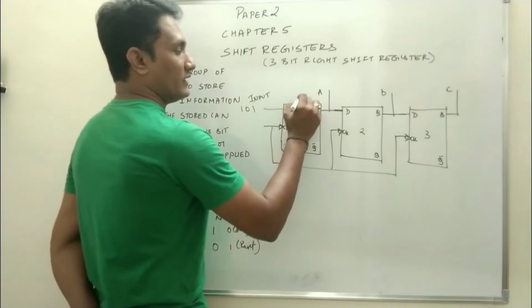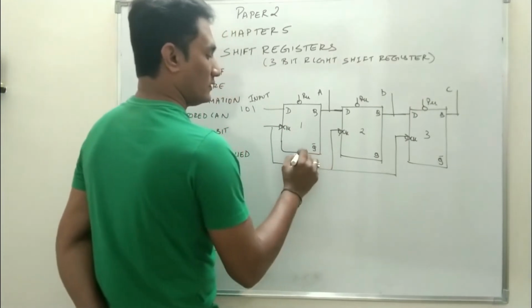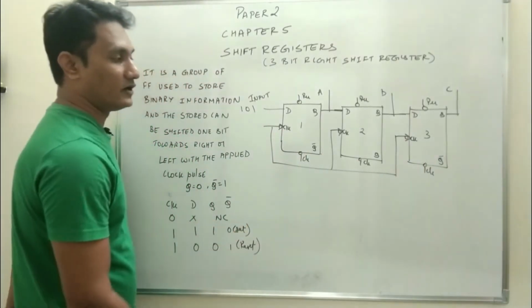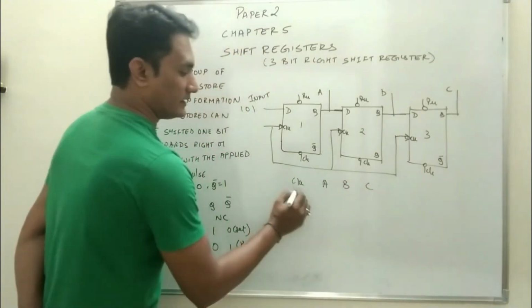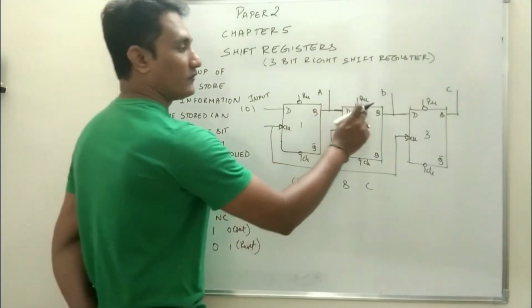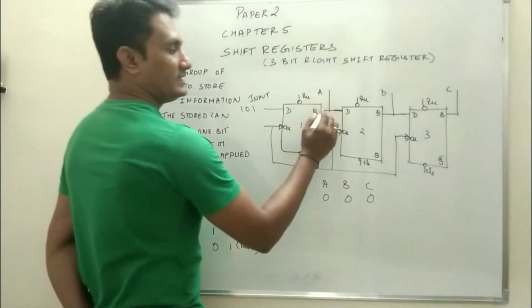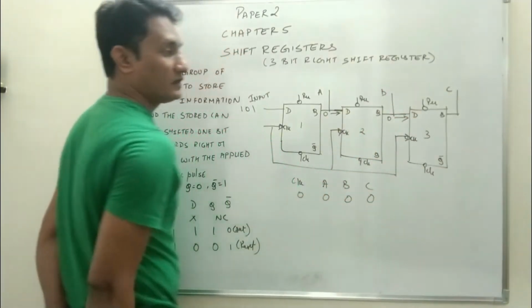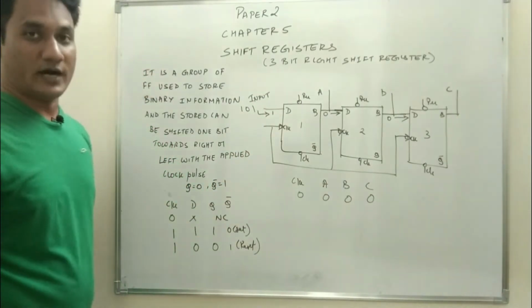Now of course we will have preset and clear terminals. Let us try to understand the working of this 3-bit shift register by using a truth table: Clock, A, B and C. Let's say when clock is 0, we will activate the clear terminal of all the flip-flops so that the output of all the flip-flops is 0 0 0. So now A is 0, this will be the input for the second flip-flop. B is 0, this will be the input of the third flip-flop, and for the first flip-flop the first data will go inside, which is 1.